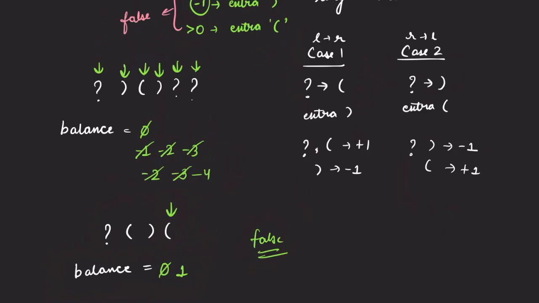So basically, we will be doing 2 passes in our string, right? One for case 1 from left to right, one for case 2 from right to left. So we can say that the time complexity will be order of 2n, or O(n), right? And we won't be taking any extra space, so our space complexity would be constant, right? So let's quickly look at the code.